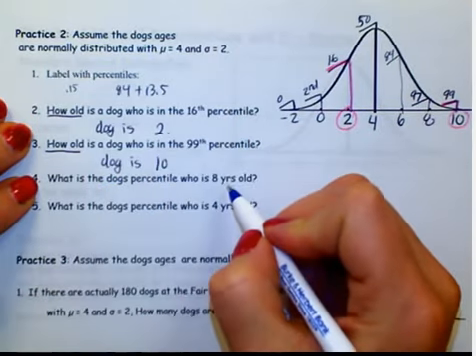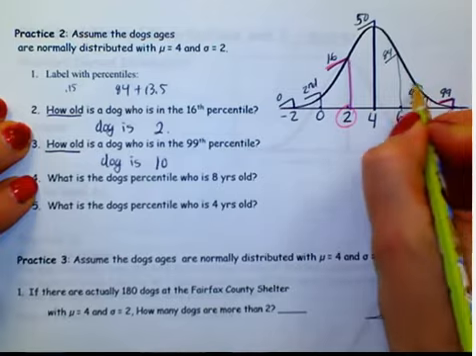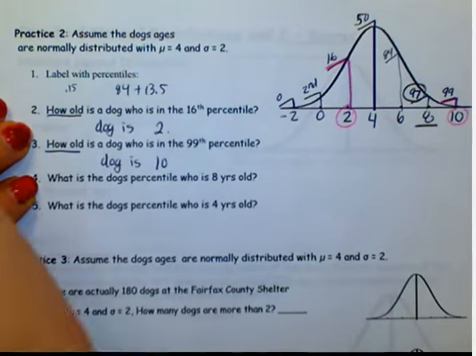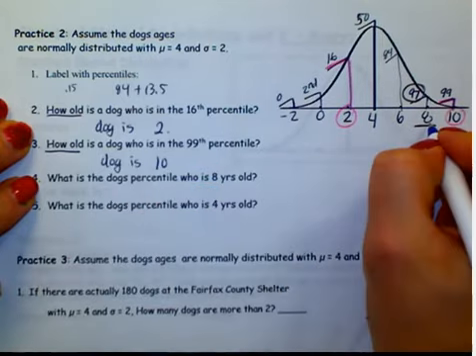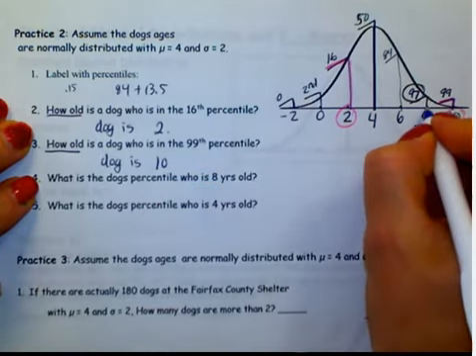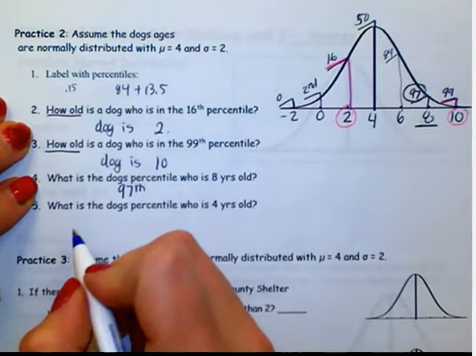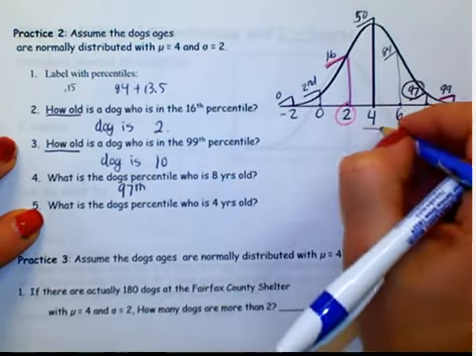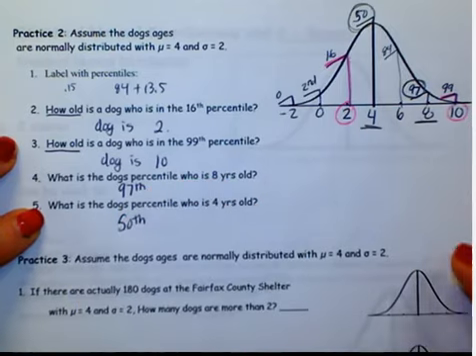What is the dog's percentile who is 8 years old? Okay, this time we're going to start with the data point and end at the percentile. Apologize for the bell ringing. We do have some information. Okay, what is the dog's percentile who is 8? So we start at the age of 8 and we go up to the percentile. So 97th percentile. What is the dog's percentile who is 4? So we start at 4 and go up to the percentile. 50th percentile.